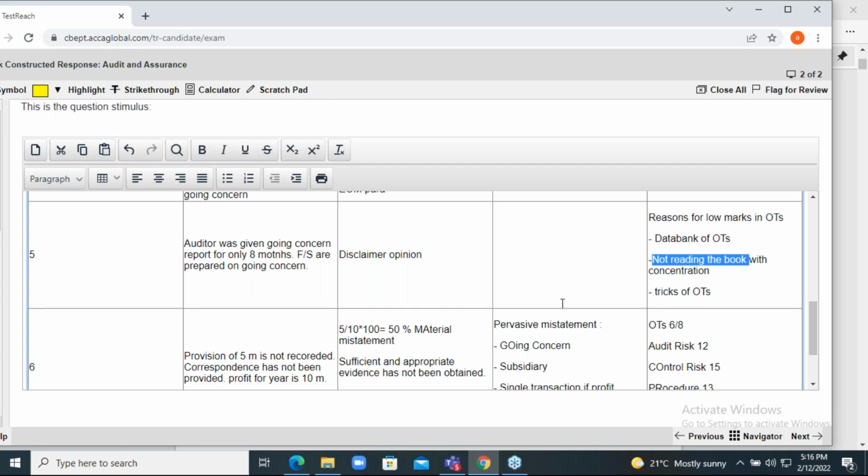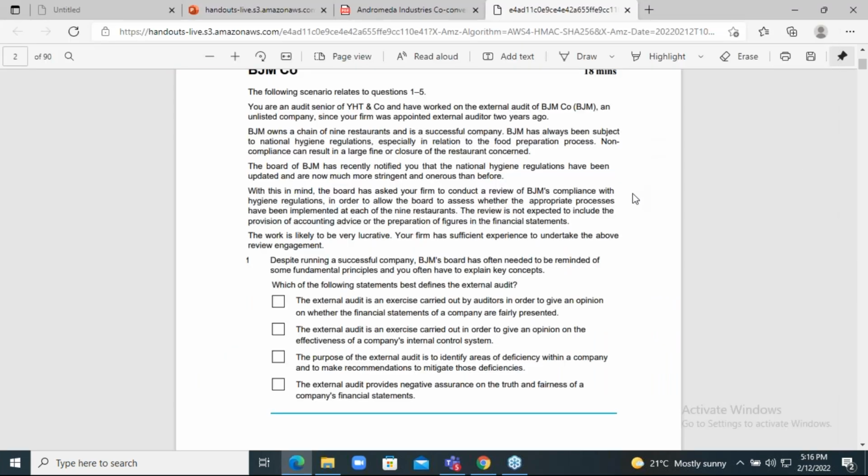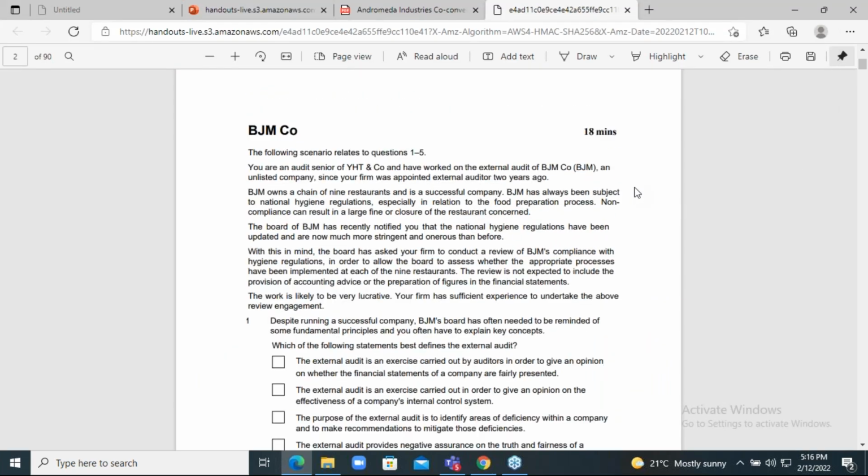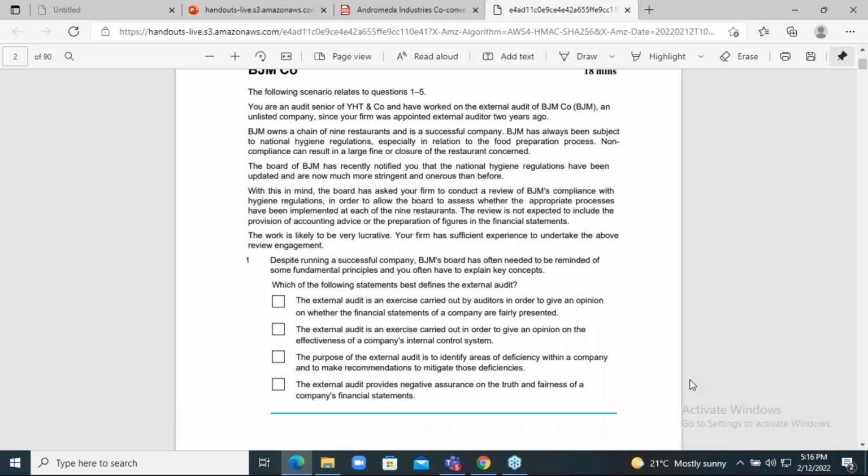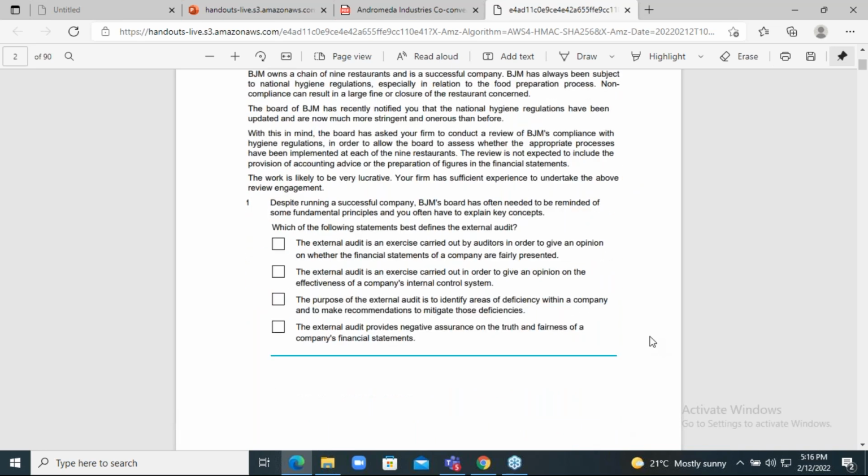Why? Because in the OTs, the examiner has a lot of choice. He can ask any question from any line. So if you are weak in concepts, you can be a victim. You can fail only because of not having proper knowledge of OTs due to a shortage of book reading. These are the steps that should be followed. Now let's try to understand the tricks that are used by the examiner for the different questions that we have set here. So let's read this question.